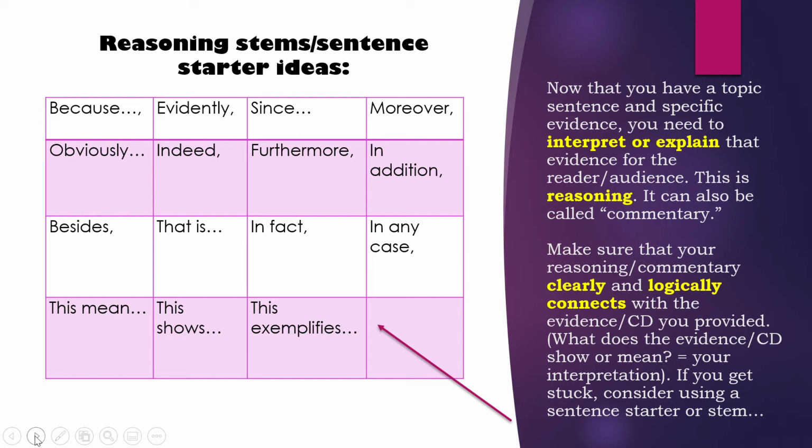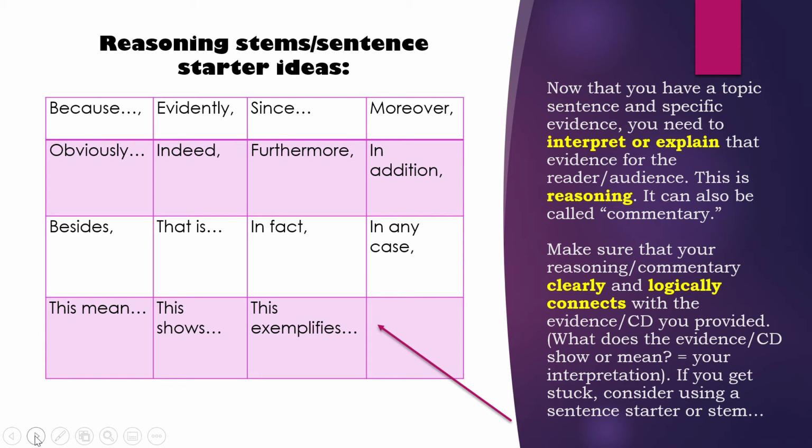We now need to get to the reasoning. We have to interpret or explain how that evidence proves our point. This is our commentary. This is the heart of your paper and your writing, because this is where you make those connections for us. So you need to make sure that your reasoning and commentary clearly and logically connect with your evidence. That's the concrete detail that you provided, okay? The fact or statistic, whatever that is.